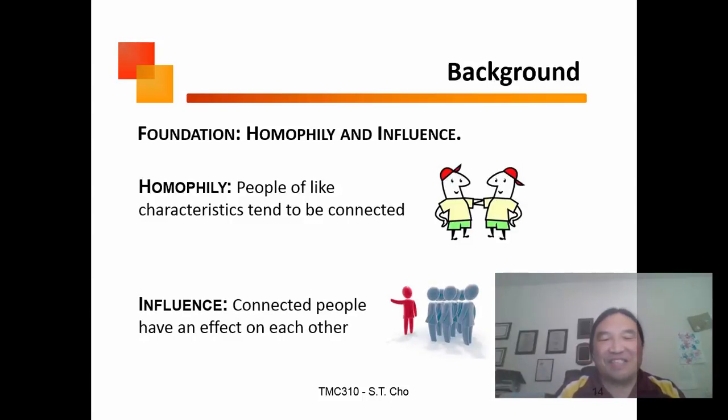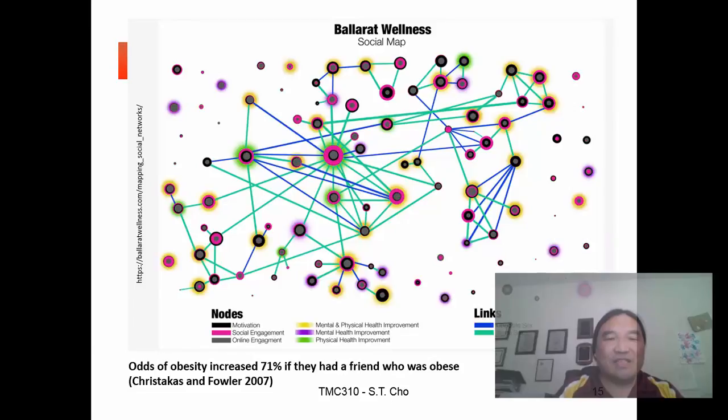And influence is how connected people, we have an impact on each other. And this is why you see things like mob mentality. Somebody might be against something, but if everybody's going along and doing it because everybody influences each other, people don't want to break it. Here's an example of another social map, and they found out that if you're obese, there's a 71% chance that you're going to have another friend who's obese, like people.